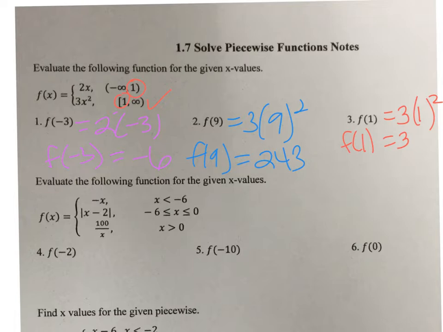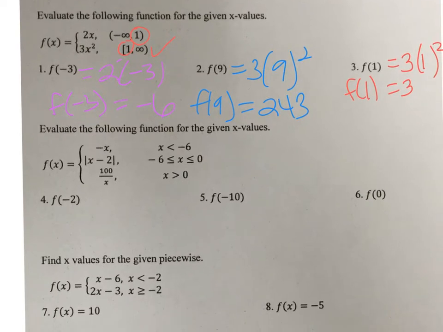Now, we're going to move along, and we're going to do a second set of functions. We're going to do the same exact thing. We have to evaluate them. So for the first one, we have f of -2. That's my x value. Okay, so I have to figure out, where does -2 fit? Which boundary does it fit in? Well, it's not less than -6, but it is between -6 and 0. So I'm going to use the function x minus 2, actually the absolute value of x minus 2.